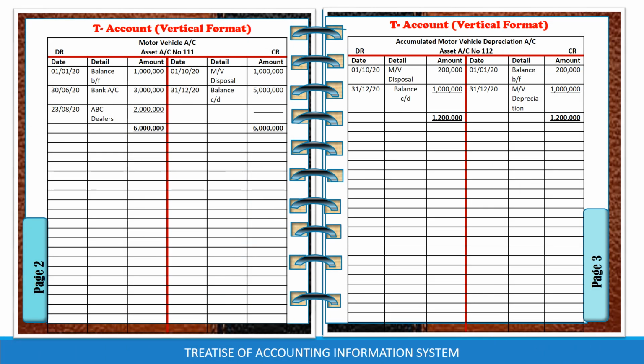These are sample T accounts showing vertical format of accounts. The account name and the account number are at the top of the T. On the left side of the T, we have the date, details, and the amount for debit transactions, while on the right side of the T, we have the date, details, and the amount for credit transactions.